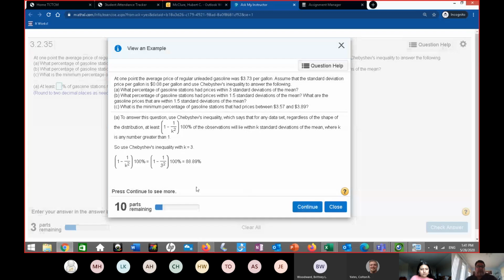So you're going to type in 1 over 3, and that 3 comes from up here. Where is the 3? 3 standard deviations. Right there. Okay? And what they're doing is the same thing as the empirical rule, only Chebyshev said that the empirical rule wasn't good enough. So I'm going to do my own rule. And that's what he's doing. Okay, so the first question says, what percentage of gasoline stations had prices within 3 standard deviations? So he's saying this.